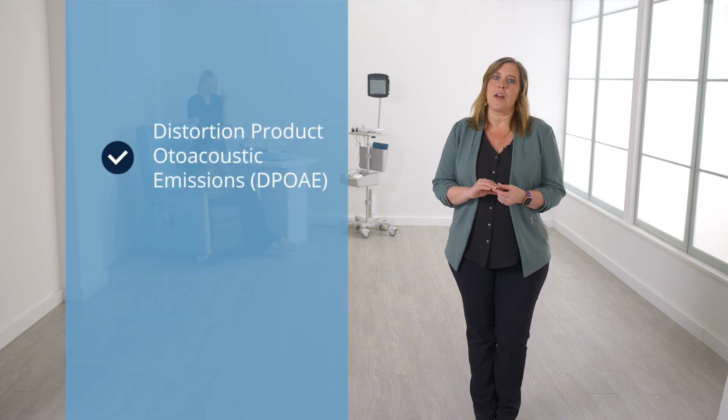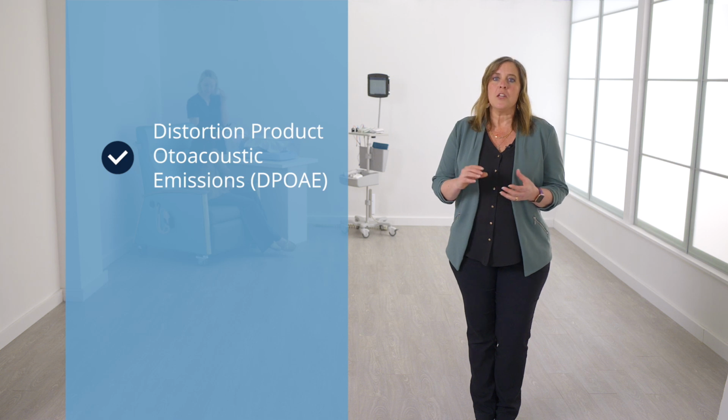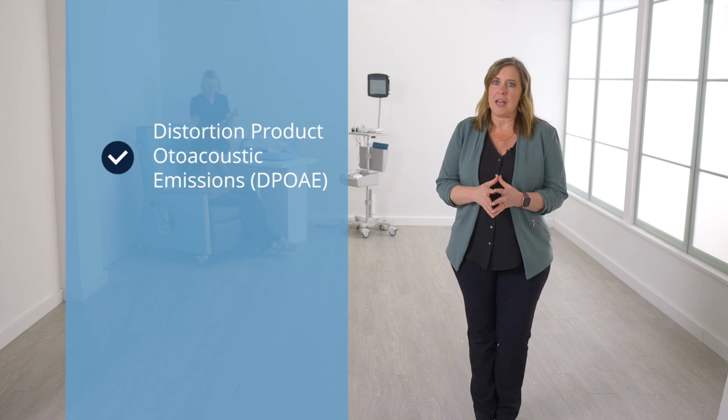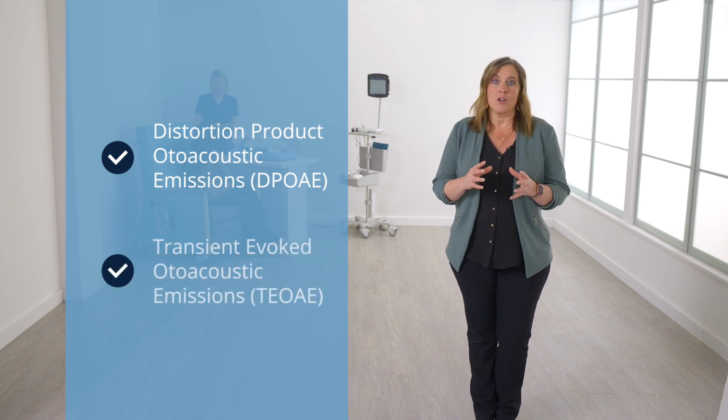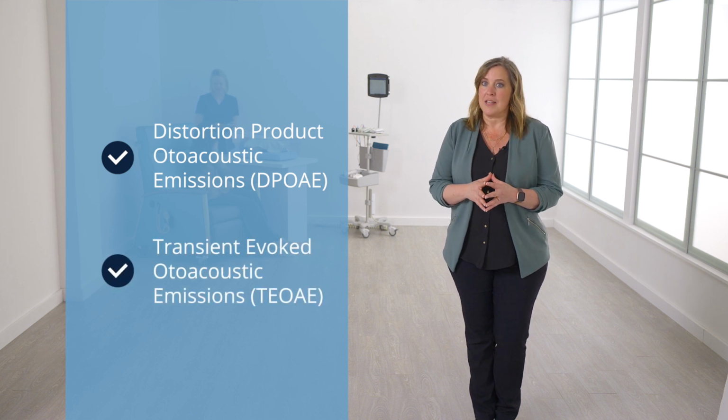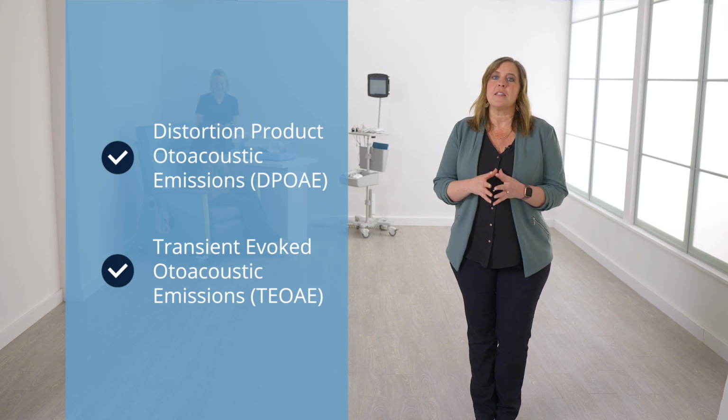DP-OAE, or distortion product otoacoustic emission testing, uses pairs of pure tones to screen patients for cochlear hearing function. TE-OAE, or transient evoked otoacoustic emission testing, uses a click stimulus to screen patients for cochlear hearing function.